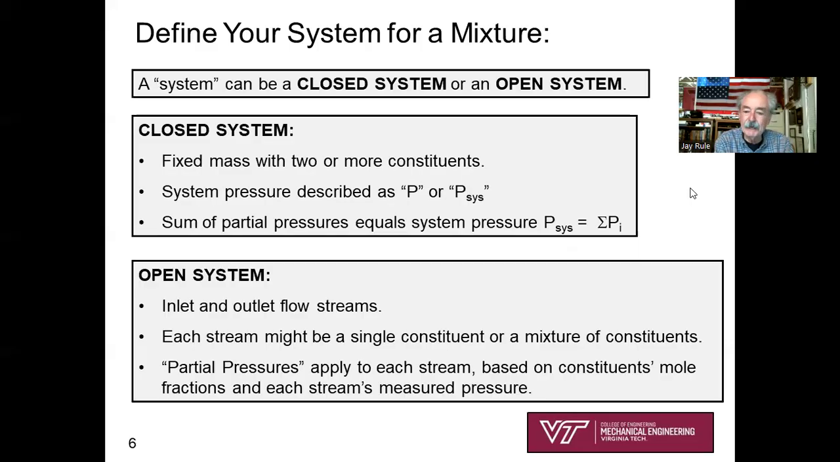An open system where you might have two inlets, let's say nitrogen and CO2 being mixed together, and one outlet would be the mixture of nitrogen and CO2. So recognize a closed system would be a fixed mass with two or more constituents in it, two ideal gases. The system pressure would be described as P in your textbook, or in my world, P of the system. And the sum of the partial pressures equals the system pressure.